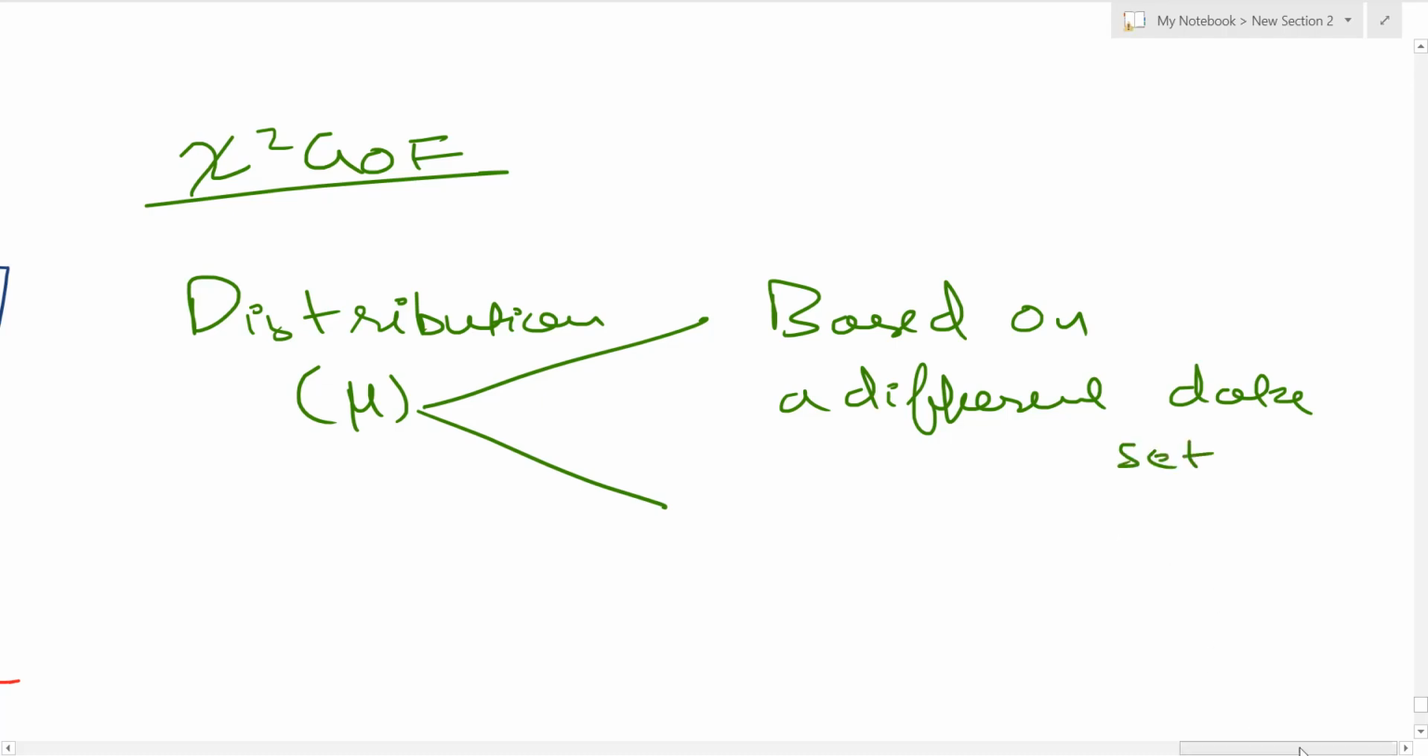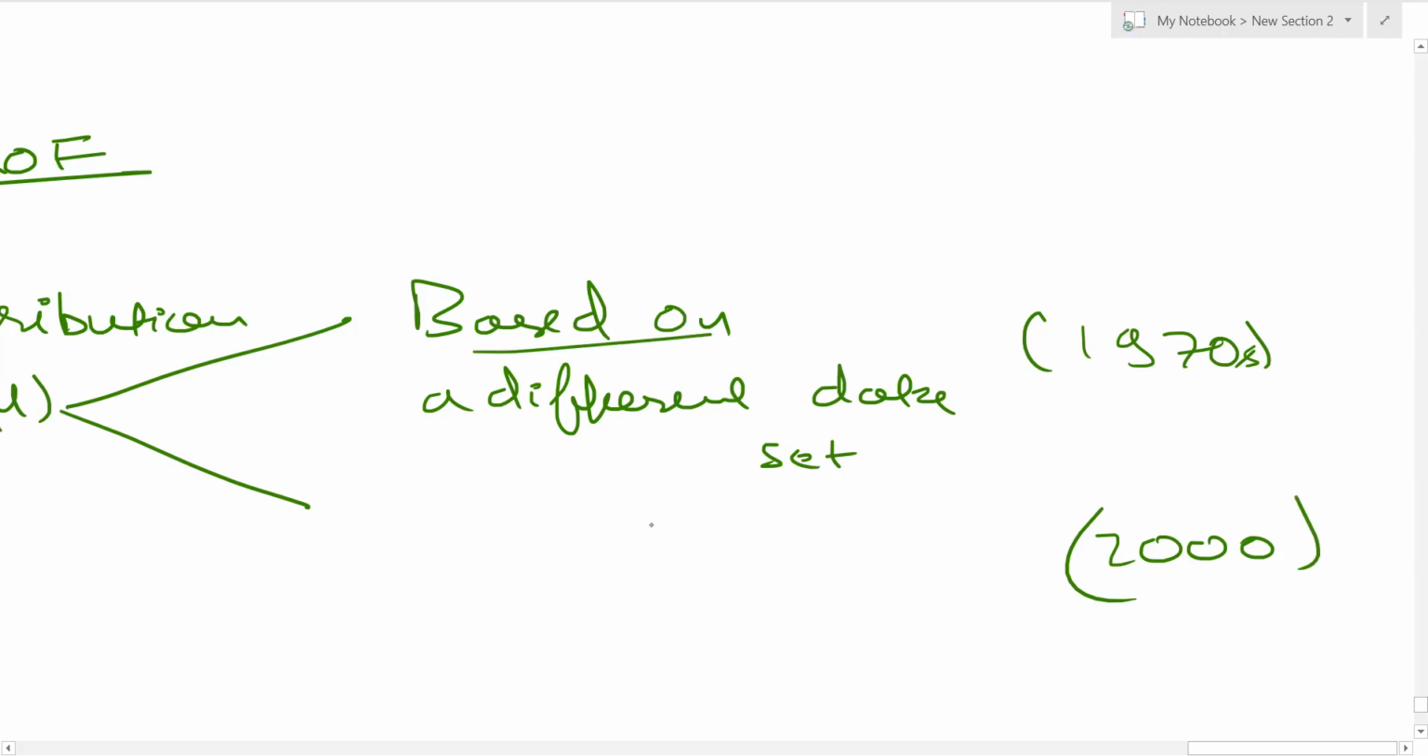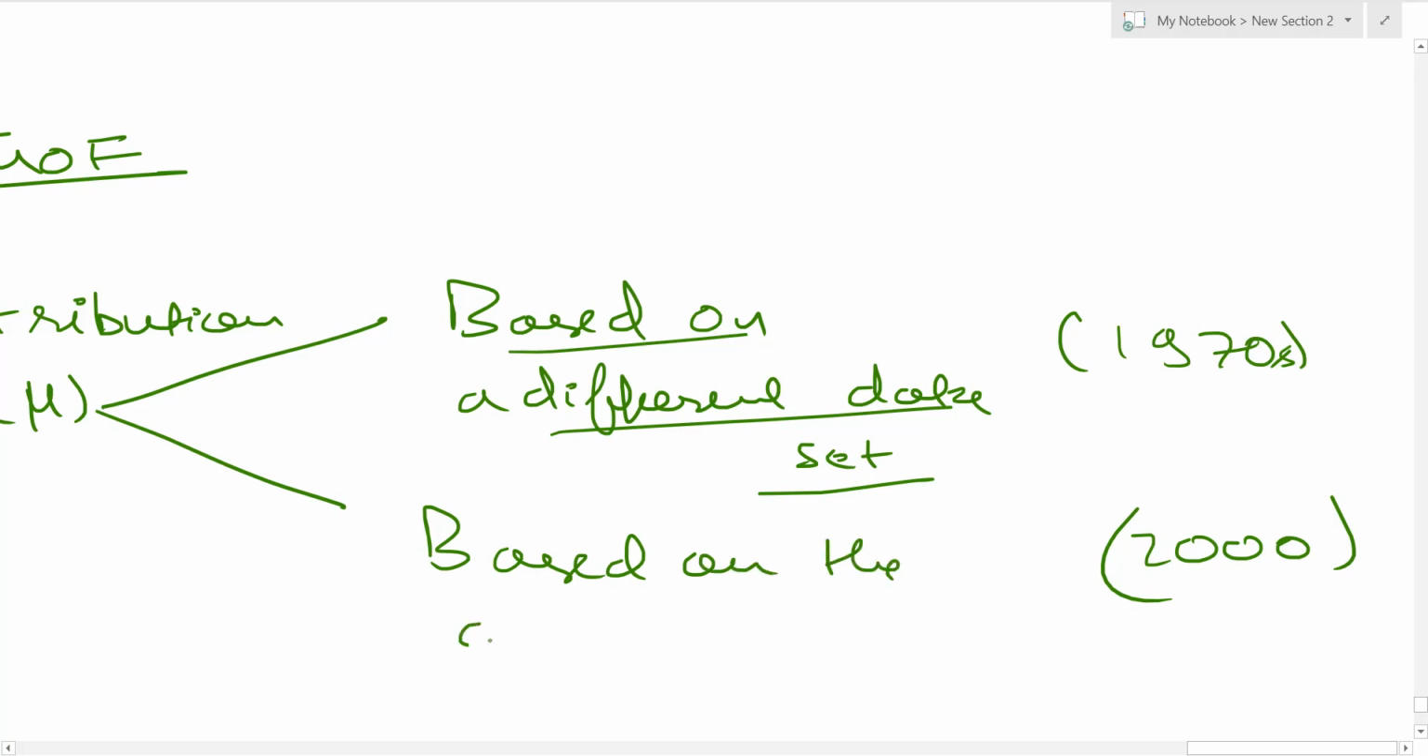Maybe you had calculated it in the past, based on 1970s data, because you're checking the conformation to the 1970s distribution for the 2000 data. In that case, we would have calculated the entire distribution based on a different data set. Or you can calculate the parameter based on the observed data set. These are the two options that you have got.